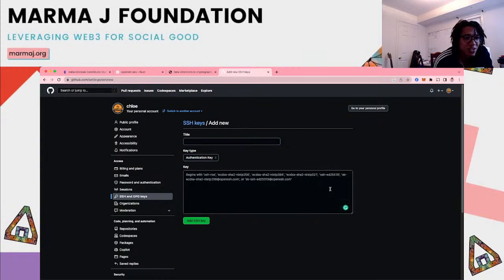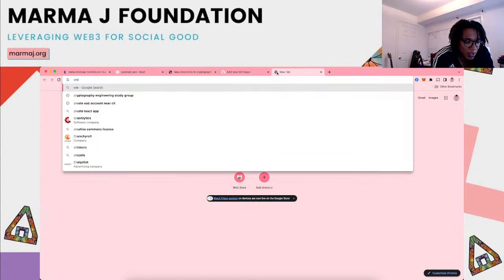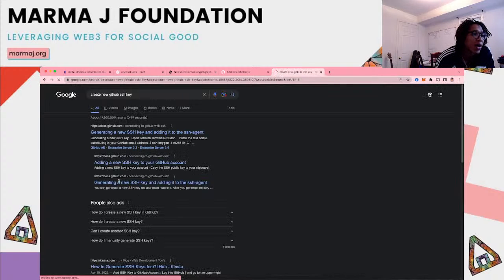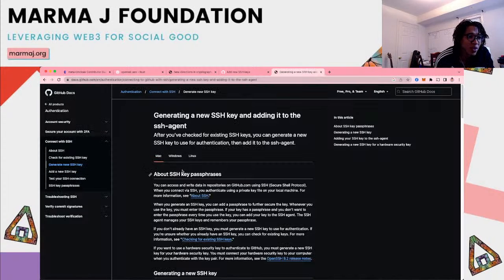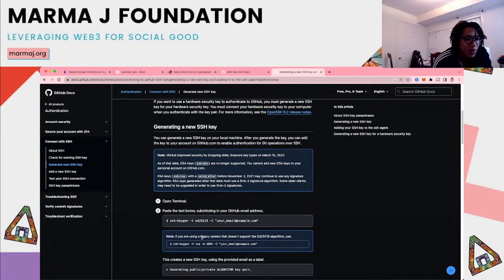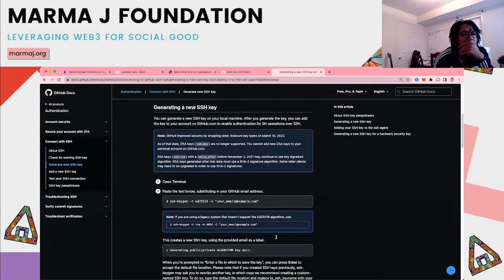Authentication key. Yeah, it's just an authentication key. Am I going to have to use Google again? Create new GitHub SSH key. I literally do this once a month. And so we're on Linux actually. We're on Mac actually. Oh yeah. Okay, cool. Legacy, we don't want to use.